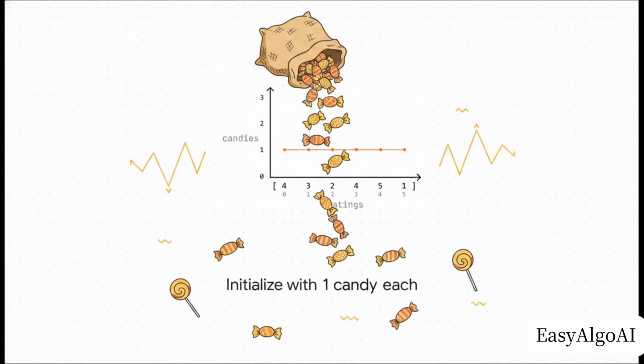Here's the real trick. We don't try to solve the whole puzzle all at once. We start everyone off with a baseline of just one candy. Take a look at this array of ratings: 4, 3, 2, 4, 5, 1. Giving them all a single candy immediately satisfies our very first rule. Now we just have to deal with the peaks and valleys.